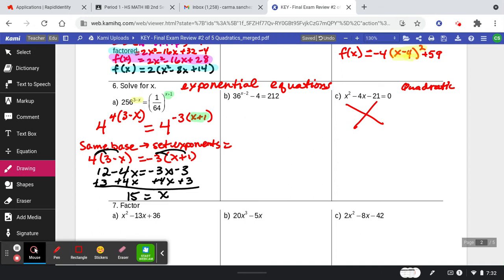If I wanted to test this out, I could take this 15 and go back up here and write 3 minus 15. I could type into a calculator 256 to the power of negative 12, and then I could type into the calculator 1 over 64 to the power of, see how 15 plus 1 would be, to the power of 16, and those would both yield the same answer. So I would double check that my x equals 15 is correct.